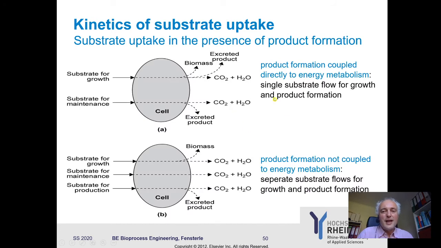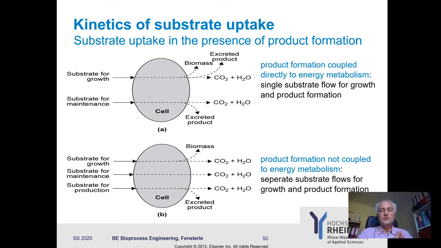Now, if I have product formation, it depends on what the product formation does. So if the product formation is coupled directly to energy metabolism, then my substrate for growth goes to the biomass formation and excreted product, and my substrate for maintenance goes to maintenance. There is no isolated substrate stream just for product formation, as again, it's coupled to energy formation. So I have two product streams and two substrate streams, theoretical substrate streams, which all go into energy metabolism.